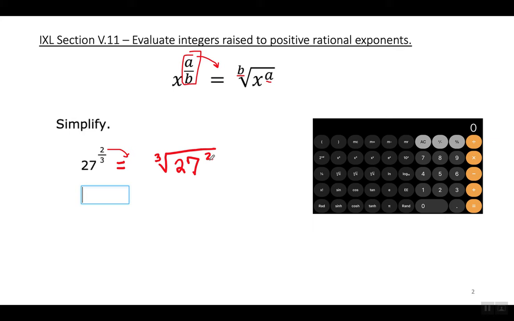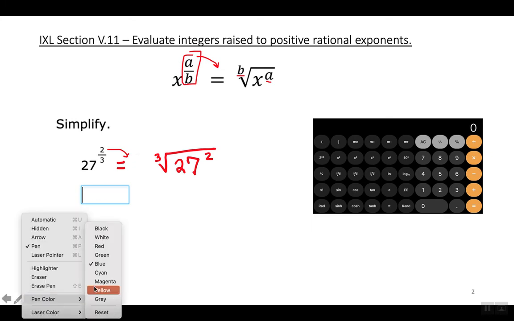All right, so 27 to the second power gives you 729, and then trying to find what the cube root of 729 is. The cube root means what number to the third power equals 729. That's doable, but pretty difficult, all right, for anybody. A smarter way to do it would be like this, all right? So please pay attention to this.